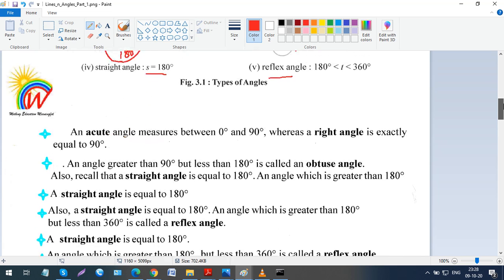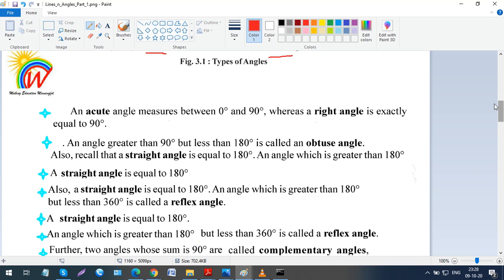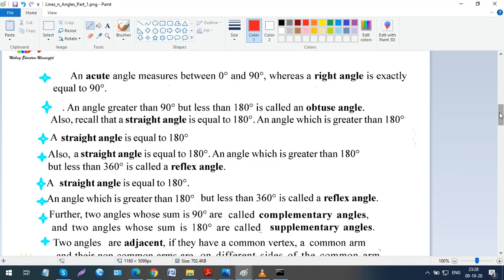Now here you see there are a few points. An acute angle measures between 0 degrees to 90 degrees, whereas a right angle is exactly equal to 90 degrees. These things we already know, so it's just the written form. An angle greater than 90 degrees but less than 180 is called an obtuse angle. Also, a straight angle is equal to 180 degrees.